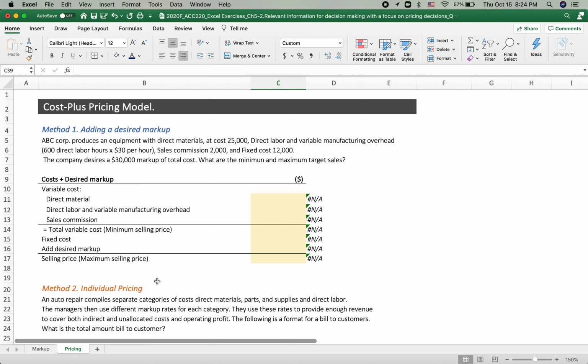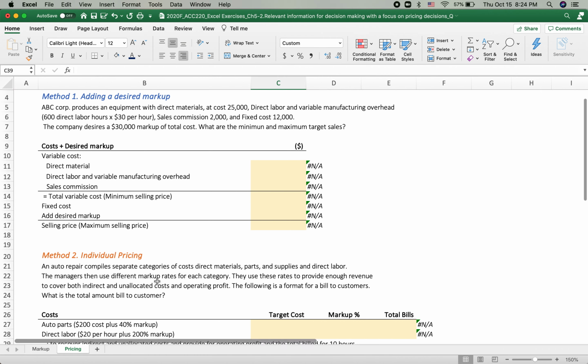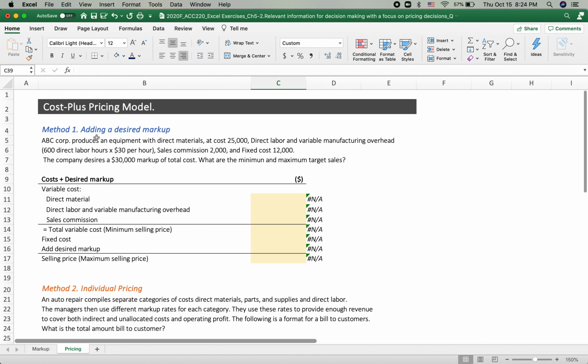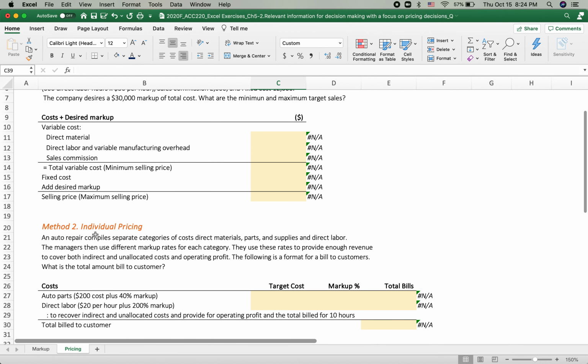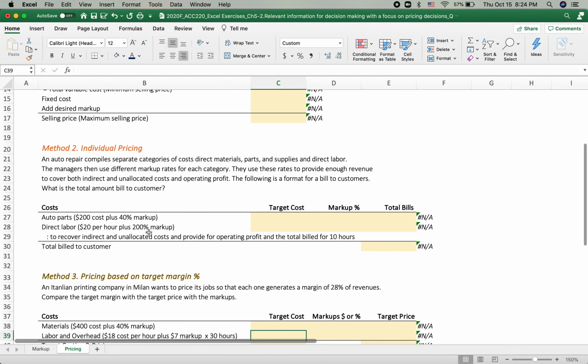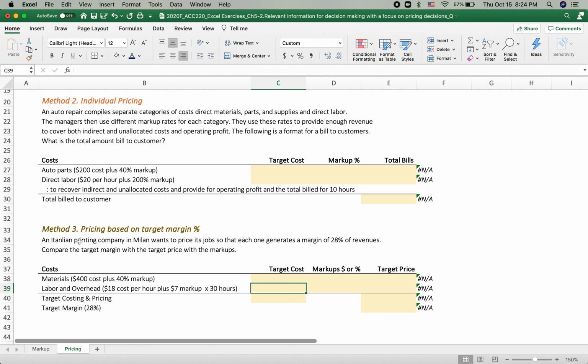Now let's apply the markup concept to the cost-plus pricing model to get the target selling price. We have three different methods. First, adding a desired markup; second, individual pricing; and third, pricing based on the target margin percentage. But anyway, we are using the same concept of a markup, in dollars or in percentage.